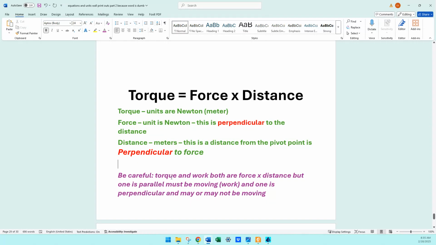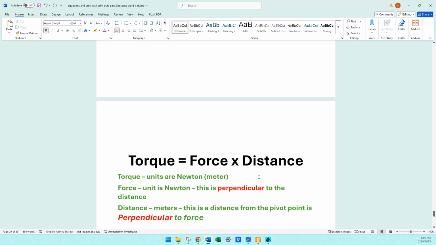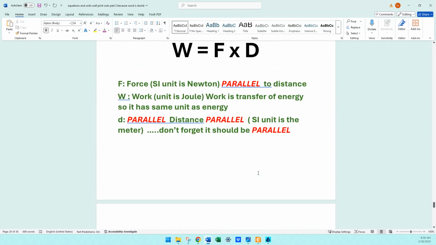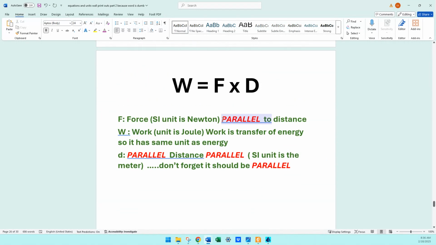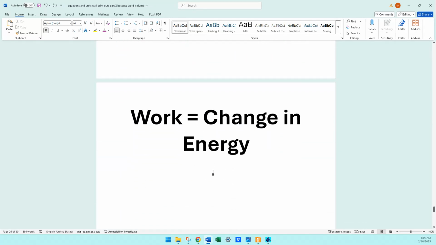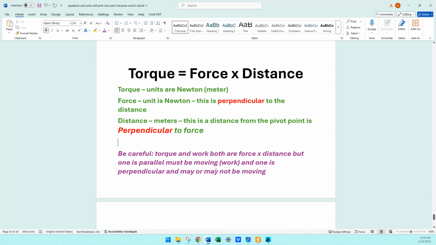Be careful with this. Torque and work are both force times distance. Remember, we had right up here, force times distance. But here, keyword there is parallel. This force and this distance are parallel. And down here for torque, the distance is perpendicular.